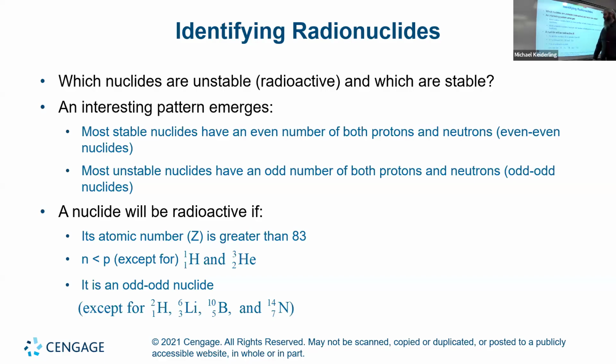Or it's an odd nucleus, with a few exceptions: deuterium, so hydrogen-2, lithium-6, boron-10, and nitrogen-14. Again, those are all light nuclei. So those are the odd nuclei in the first row, and not even all of them.